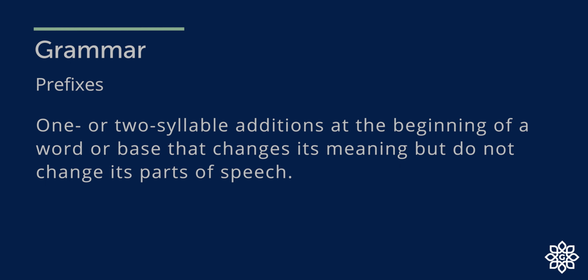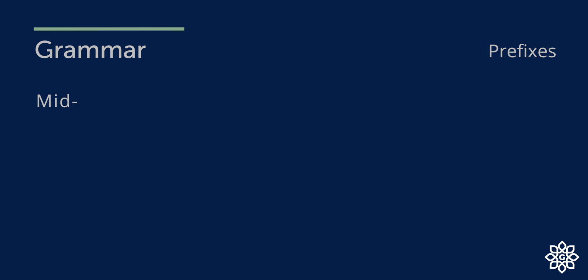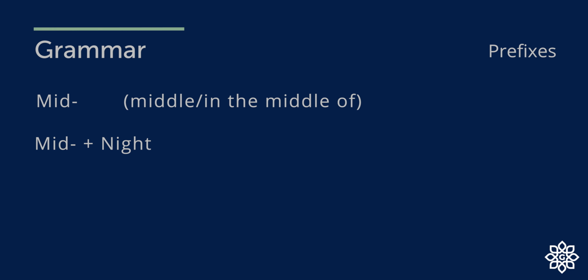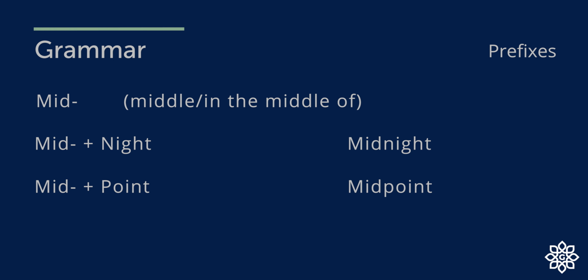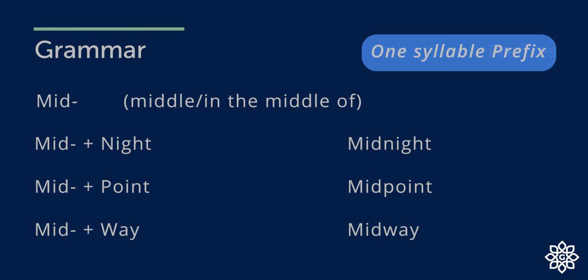Let's take the prefix mid. The prefix mid means middle. So when you add it to the word night, it becomes midnight, the middle of the night. When it is added to point, it becomes midpoint. When you add it to the word way, it becomes midway. Note that mid is a one syllable prefix.